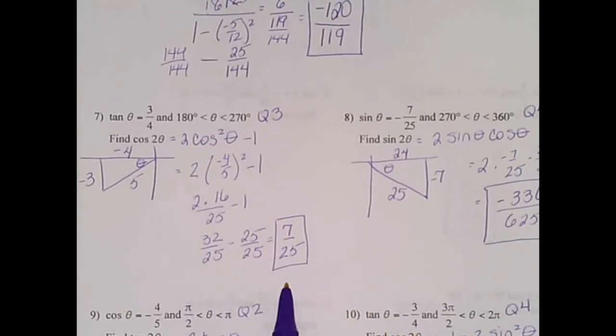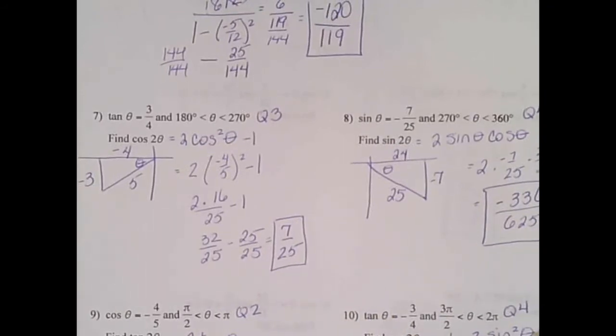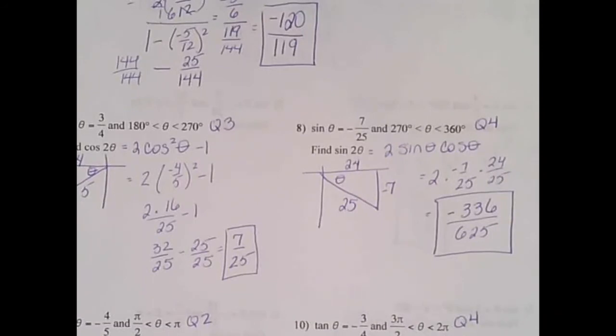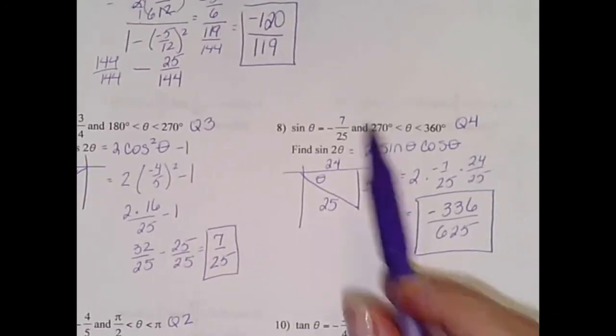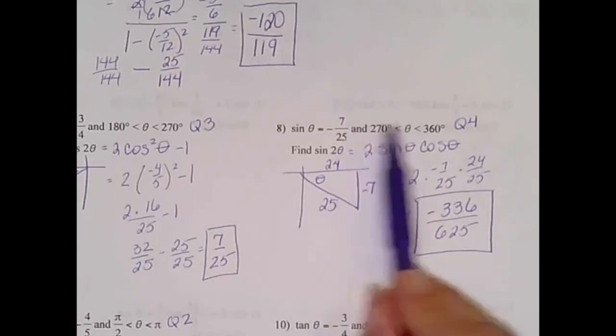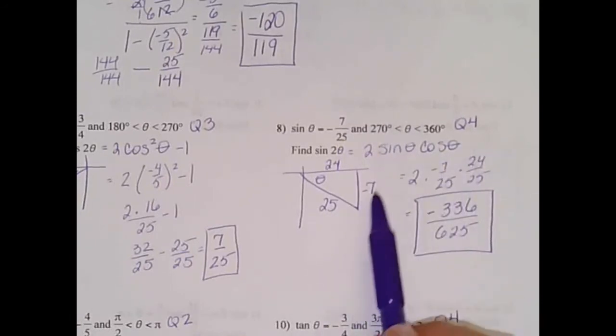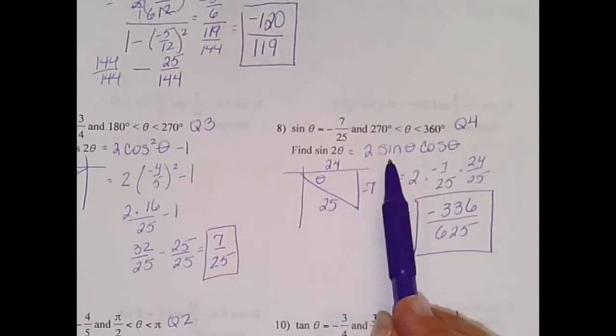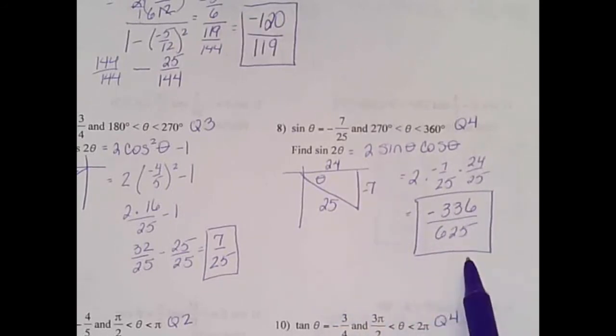Number 8 is the full angle formula for sine. Use this equation and build your triangle in quadrant 4. Here it is. Don't forget that the negative goes with the 7. No negative with the 24. Plug in your fractions. This is our crazy fraction answer for number 8. Moving on to number 9.